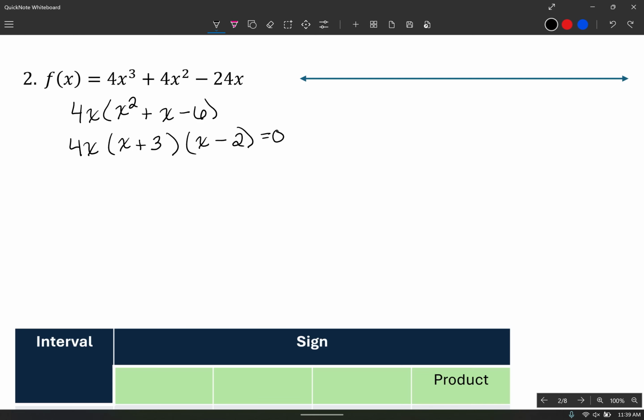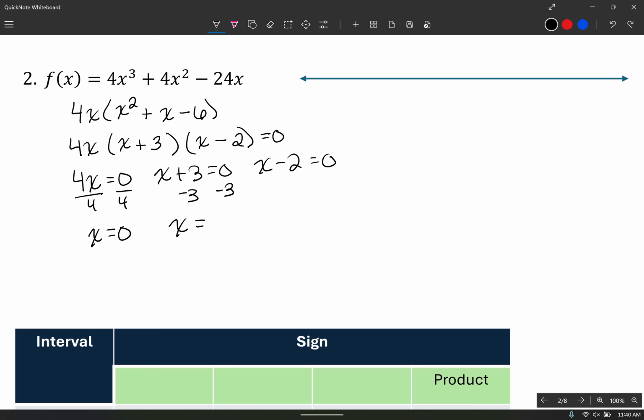Then I'm trying to find those x-intercepts, those zeros, so I'm going to set all 3 of my factors equal to 0 and solve. So if I divide by 4, I have an x-intercept at 0. If I subtract 3, I have an x-intercept at negative 3. And if I add 2, I have an x-intercept at 2. So I'm going to plot those on a number line just for a visual, okay? This is just for visual purposes.